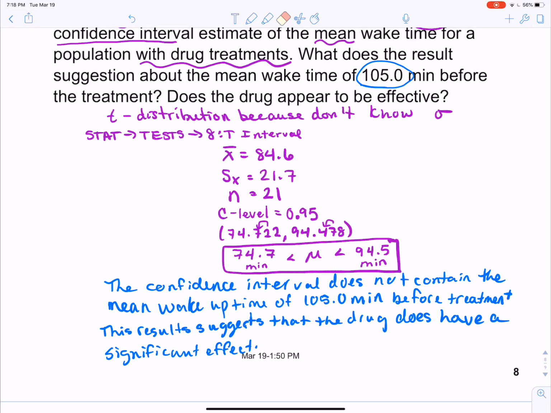If that confidence interval contained that 105, then we'd say it does not have a significant effect because the mean could be in there, but it's definitely not. That mean from before, that 105, is above this confidence interval. It's not anywhere in there. So we know with 95% confidence that there is a significant effect.